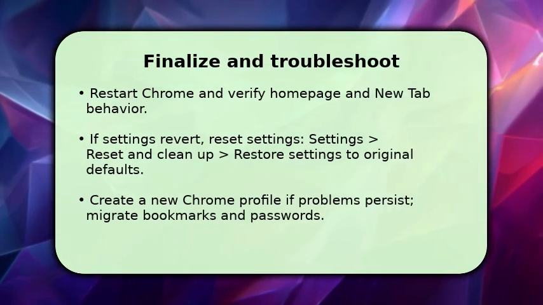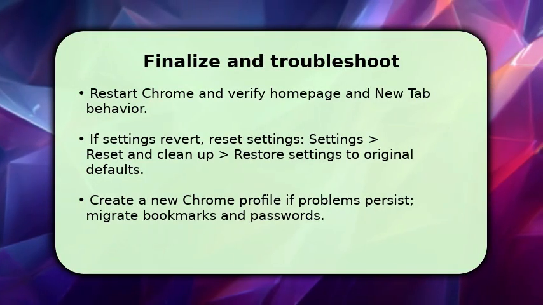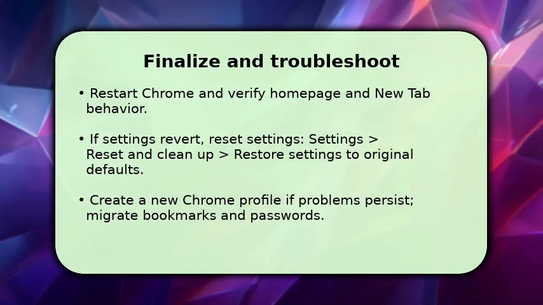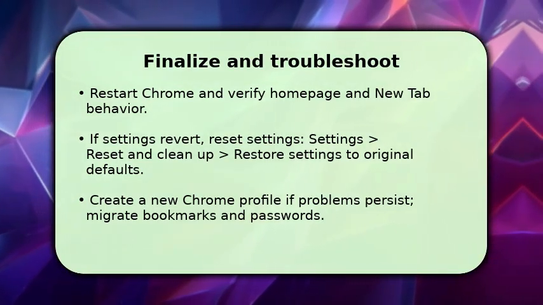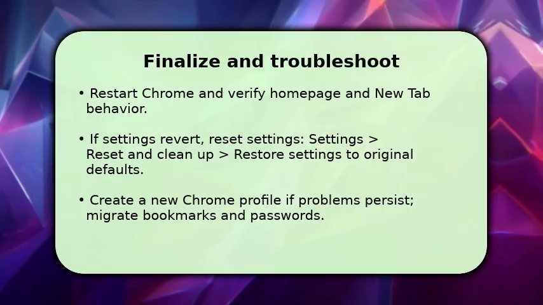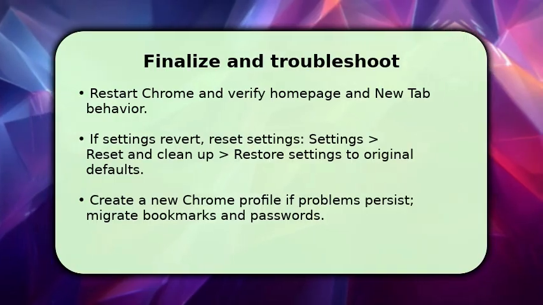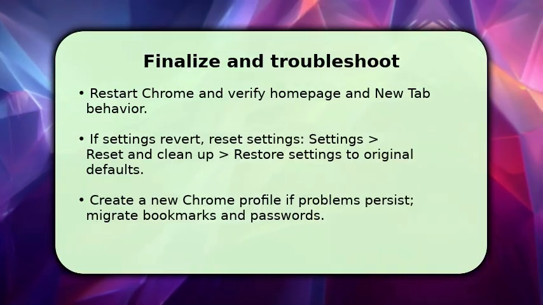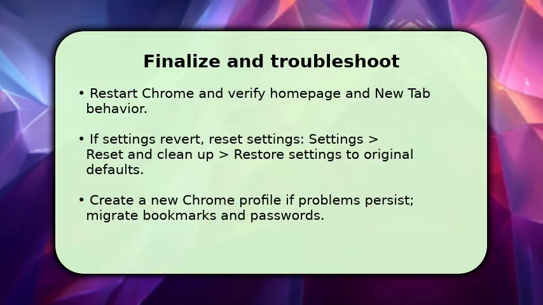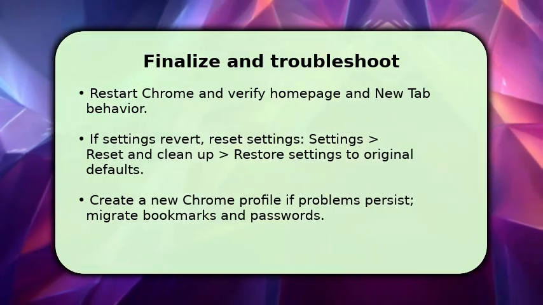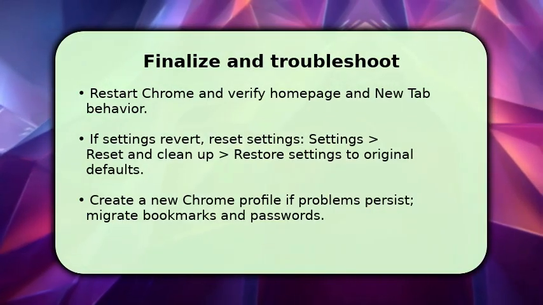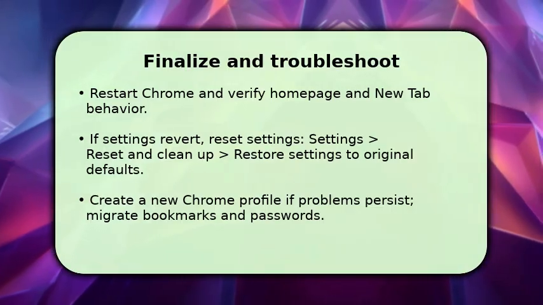If changes don't stick, use Reset and Clean Up to restore settings to original defaults. This removes hidden tweaks without deleting bookmarks. Make sure Chrome Sync is on so your preferences persist across devices, or sign out to test locally. If a profile is corrupt, create a fresh profile and import bookmarks and passwords. Troubleshooting tip: persistent homepage changes usually mean an extension.